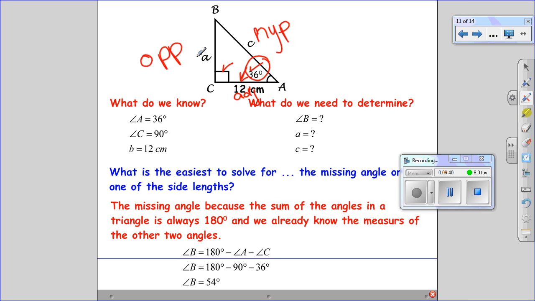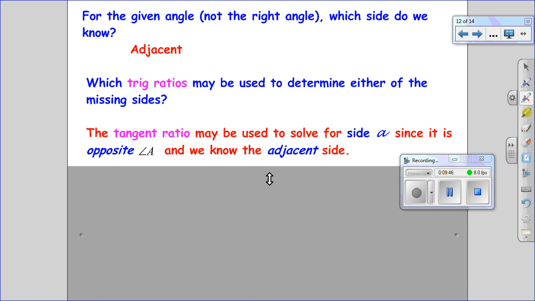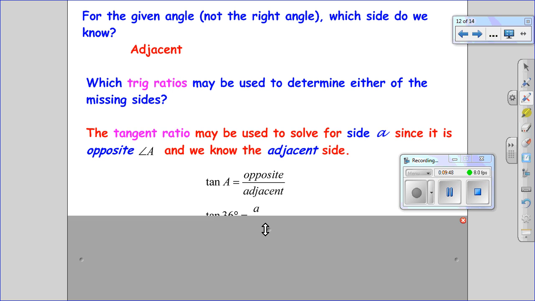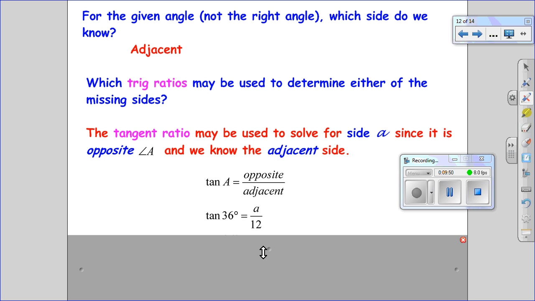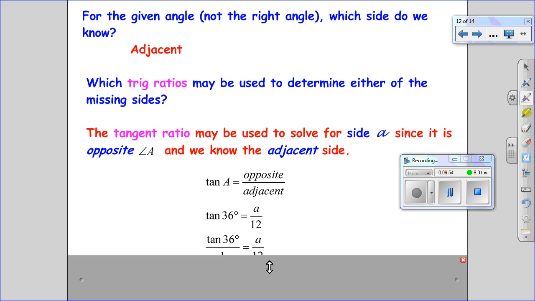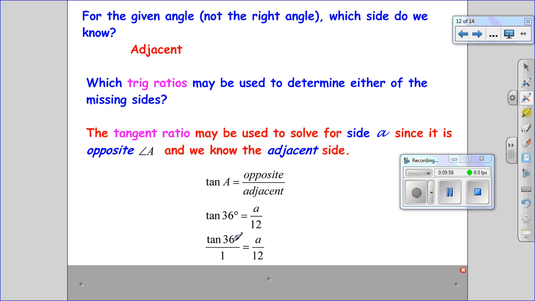So if I want to solve for side A, I'm looking for the opposite. I know my adjacent, and that's my tangent ratio. So tan is opposite over adjacent. Opposite was A, adjacent was 12, and I've got the tan of 36. What's important to remember is treat this like a proportion, so I write tan 36 over 1 equals A over 12.